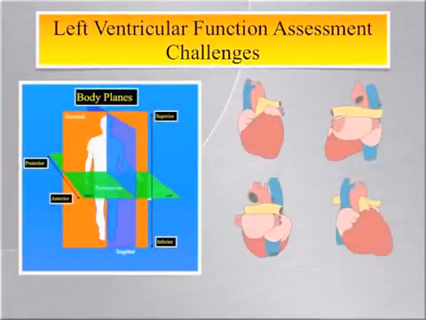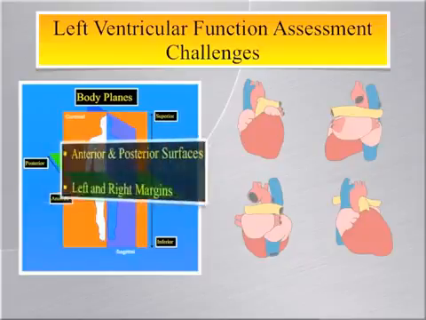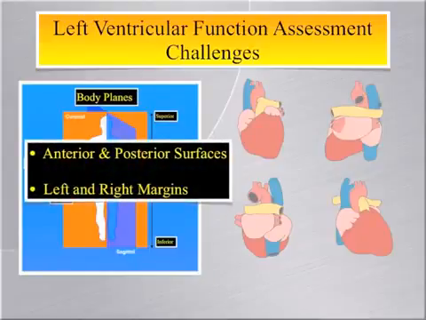One challenge of assessing the left ventricle's function is that it does not lie in a completely vertical or horizontal plane in the chest, and thus descriptive terms like dorsal and ventral can't be fully applied to describe the heart's orientation. The images to the right of the slide depict the anterior and posterior surfaces of the heart, as well as its right and left margins.